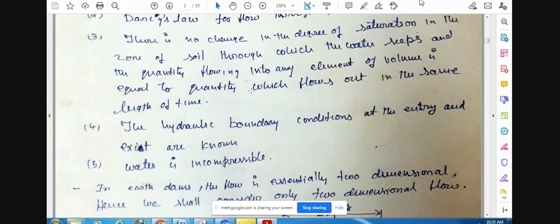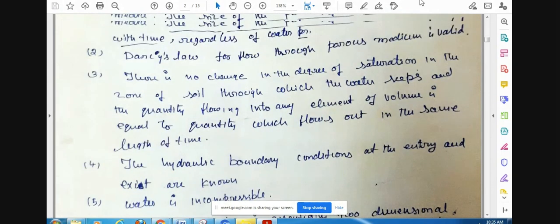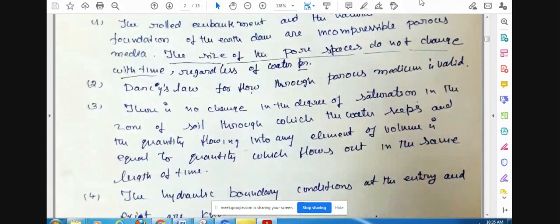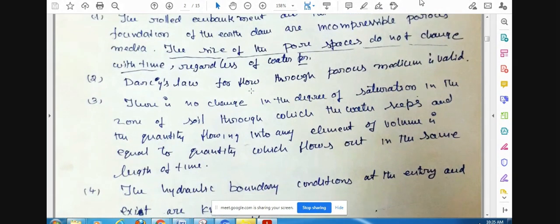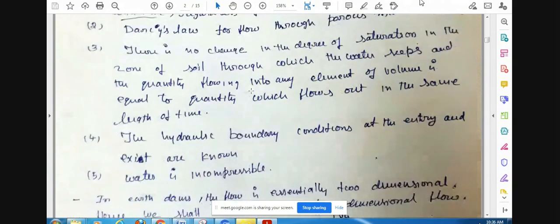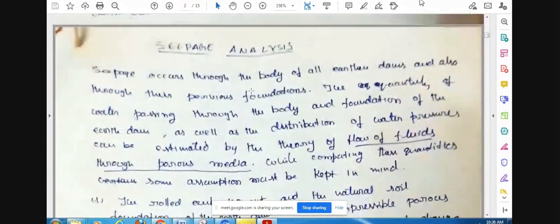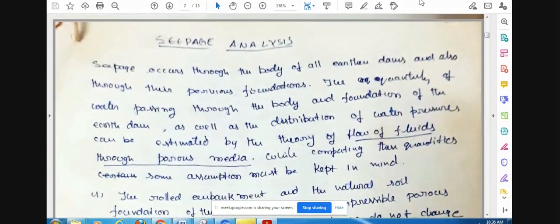So the boundary conditions at the entry and the exit are known, and water is incompressible, water is not compressible. So these are the 5 assumptions. The first one is that the size of the pore space does not change with time, second, Darcy's law is valid, and third, there is no change in the degree of saturation. Fourth is that the hydraulic boundary conditions at the entry and the exit are known. The last one is that water is incompressible. So these are the 5 assumptions for this theory of flow of fluids through porous media.